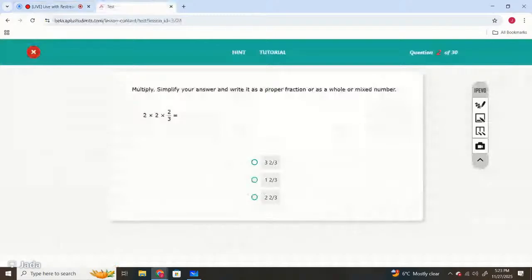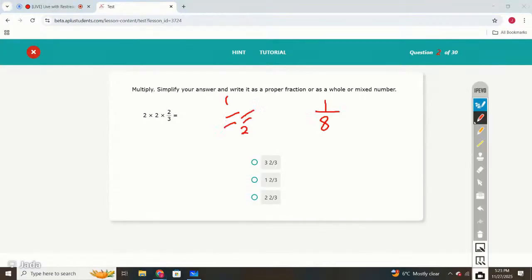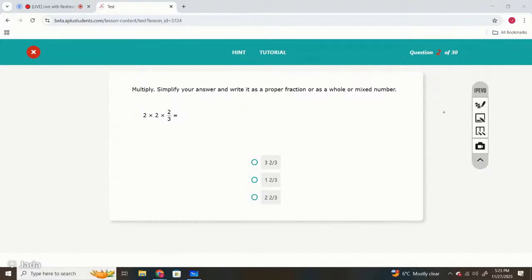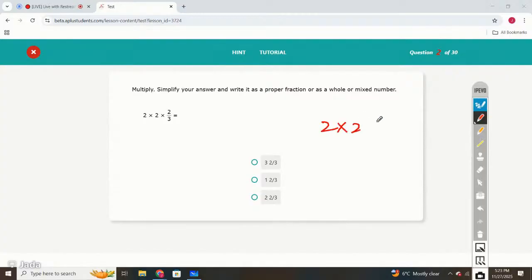Two times 2 by 3. So 2 times 2 times 2 by 3. Their denominator is 1. 2 times 2 is 4. 4 times 2 is 8. That is 8 over 3.